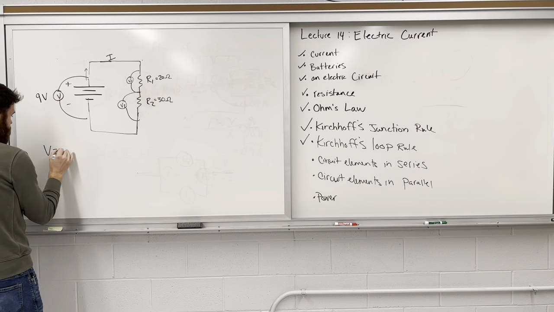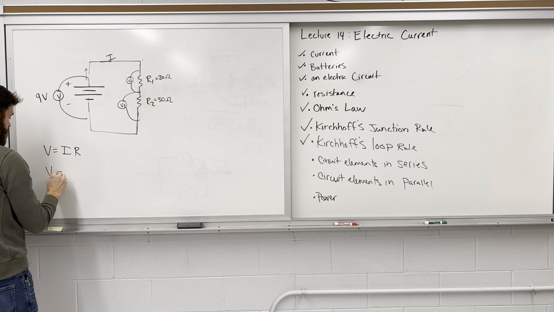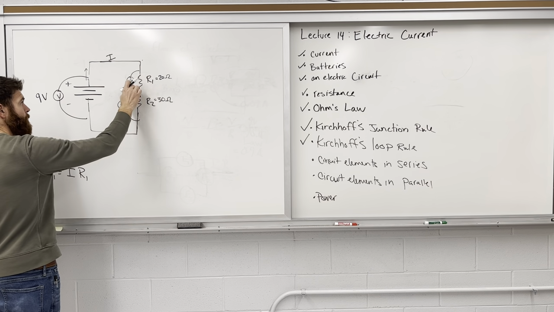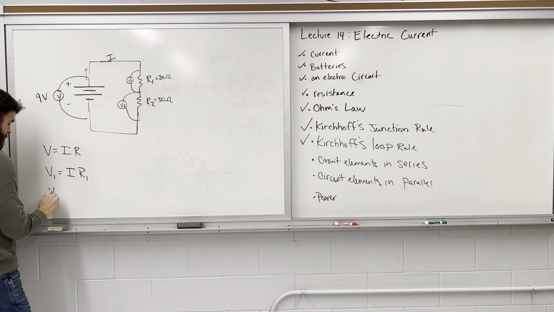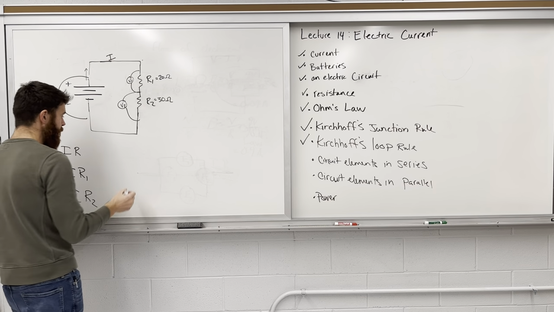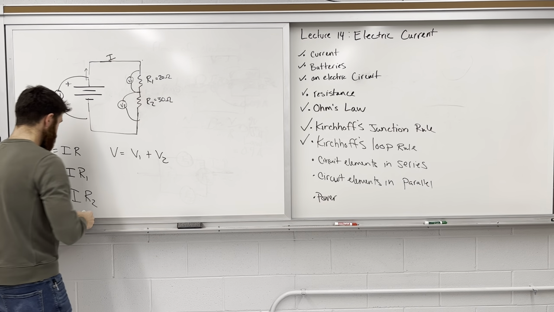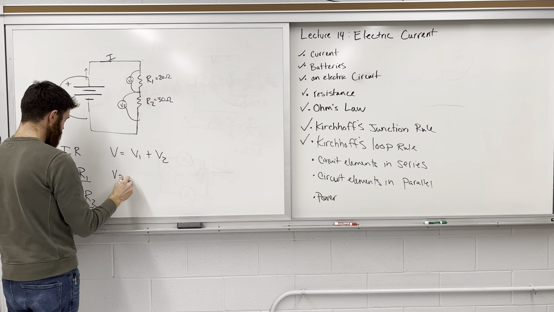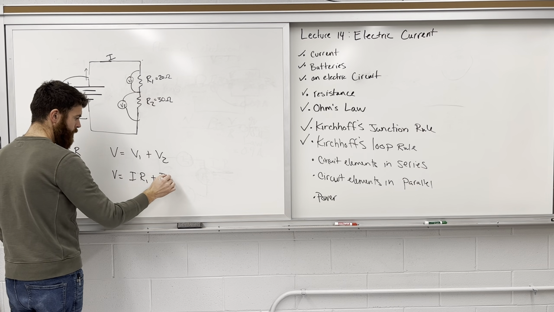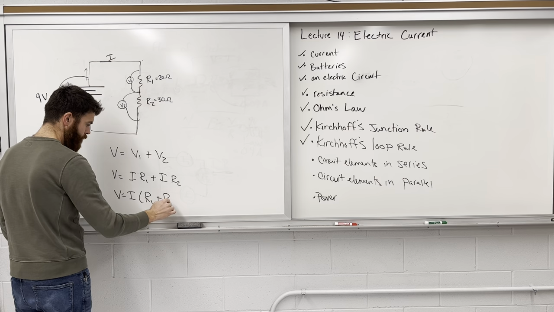And since V equals IR, the potential drop across resistance 1, V1 equals I R1, so the potential drop across this resistor equals the current through that resistor times the resistance of that resistor, and V2 equals I times R2. This is the same current flowing through this resistor. And Kirchhoff's loop rule tells us that V equals V1 plus V2, the potential drop across each of those resistors. If we plug these terms in for V1 and V2, we see V equals I R1 plus I R2. We can factor out that I. We see V equals I times (R1 plus R2).